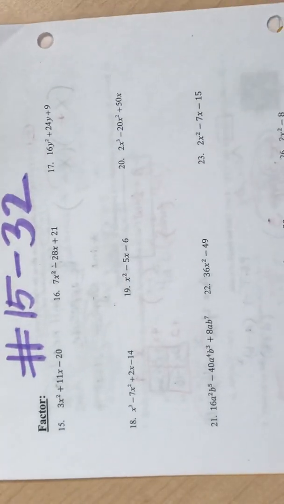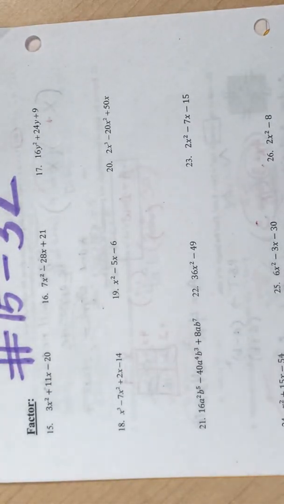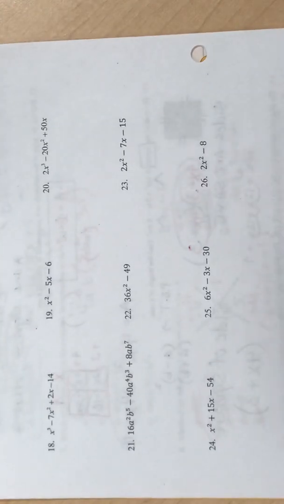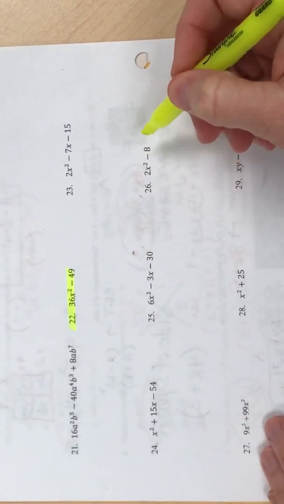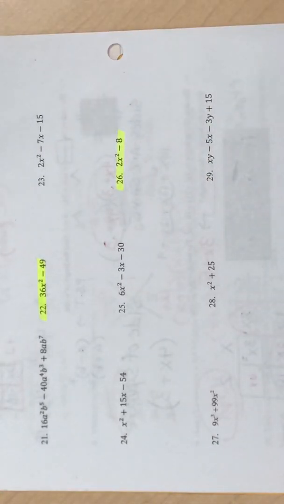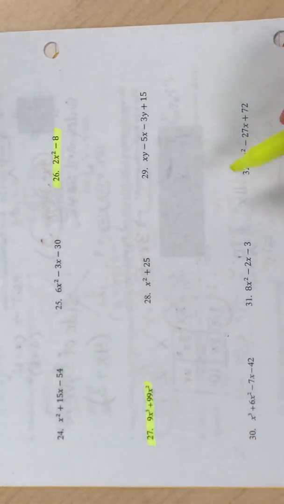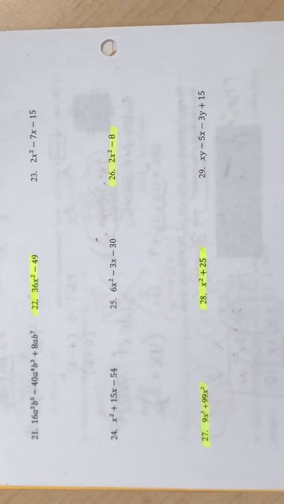So as I'm looking at the back side of the packet, I'm going to identify which problems are only 2 terms, and I'm going to highlight those. So I'm going to do number 22, and then I will work through number 26 because that's 2 terms. Then I will work through number 27, and then I will do number 28. So I'm going to do those problems first. Now, these 4 problems that I have, this is how I'm going to start to solve them.